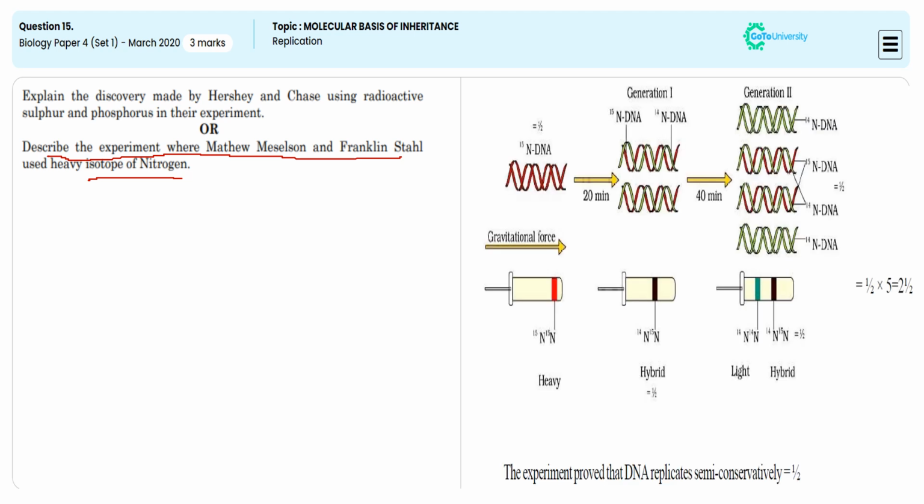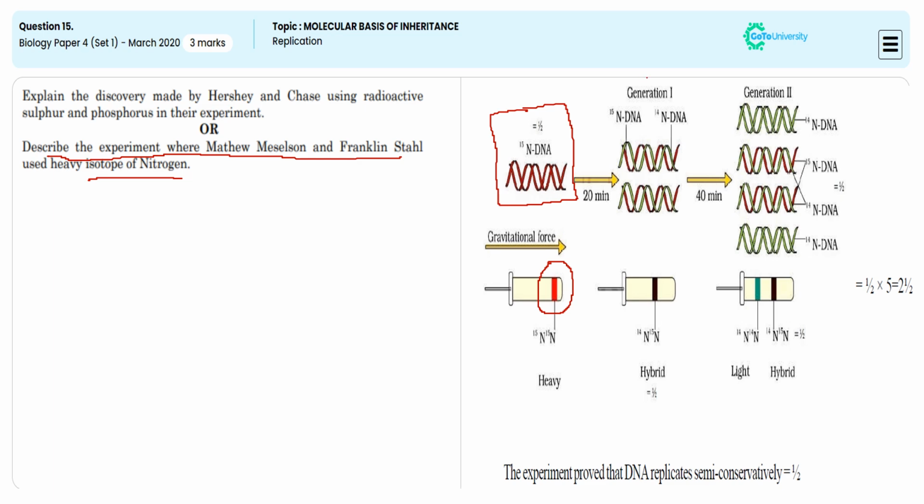In this particular picture, the first step is illustrating that when we are growing the E. coli in 15N nutrition medium, all the bacteria is making the 15N DNA that we are isolating and sedimenting. While sedimenting, we are observing the band is getting segregated at the lower base, indicating the weight is maximum.